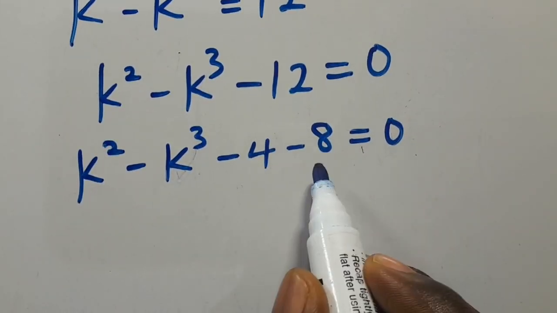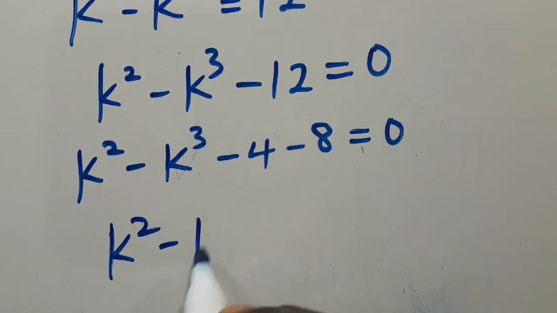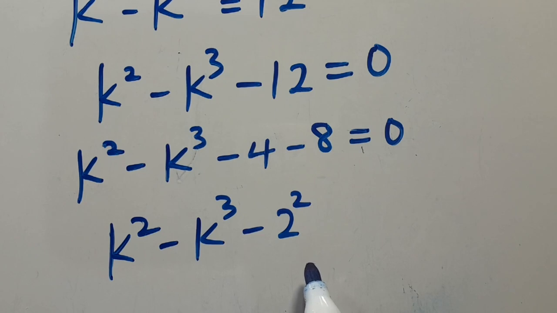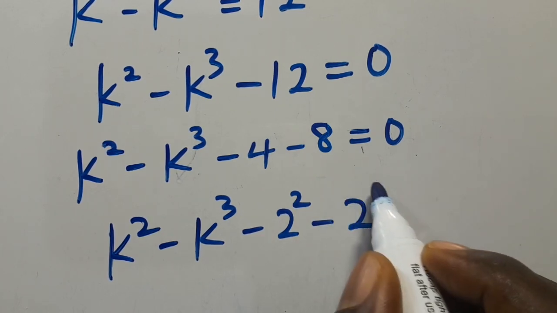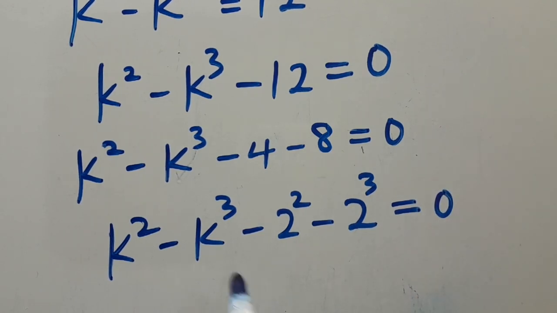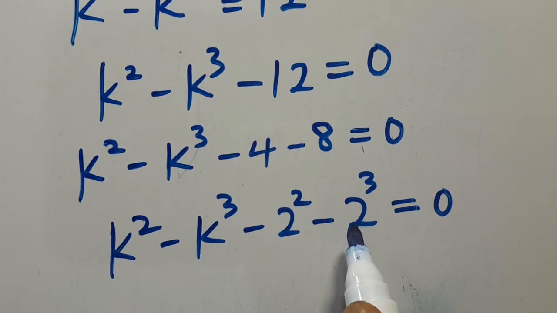Then let's write 4 and 8 in base 2. Let's write this first as k to the power of 2 minus k to the power of 3. Here, 2 to the power of 2 will give us 4, and 2 to the power of 3 will give us 8. So we set everything equal to 0. So we have this and this in base 2.